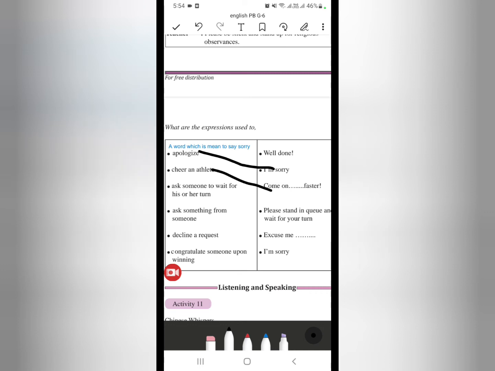Ask someone to wait for his or her turn. What will you say? Then please stand in queue and wait for your turn. Ask something from someone. When you ask something from someone, you should say excuse me, like that. Okay? Decline a request. Request means you are asking. You should ask something from someone, then you are requesting. Okay? Please, like that. You should request. You are requesting. Decline a request. Then what will you do?